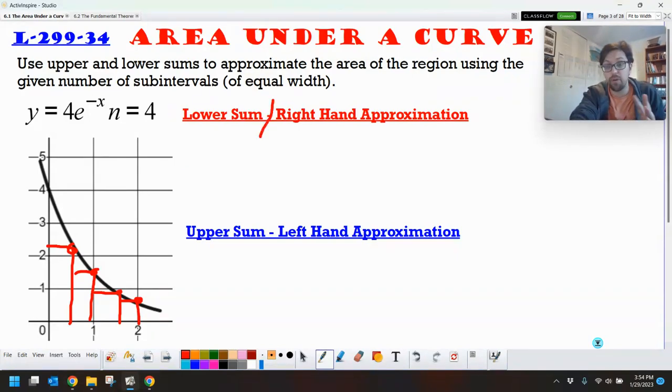If our curve had been going up, then our right-hand approximation would actually be an upper sum for this thing. But both of our functions have been decreasing, so we have gotten a lower sum from our right-hand approximation.